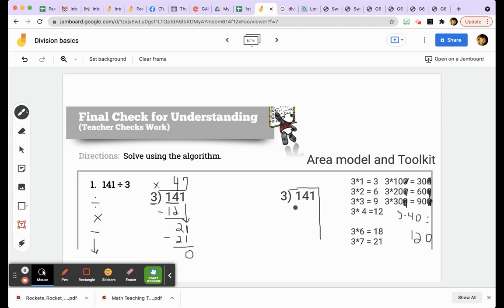Okay, so I'm looking at 141, and I'm looking at my toolkit, and I want to find a number that's close to 141 without going over. And that would be 3 times 40. So I have a partial quotient of 40. 3 times 40 is 120.